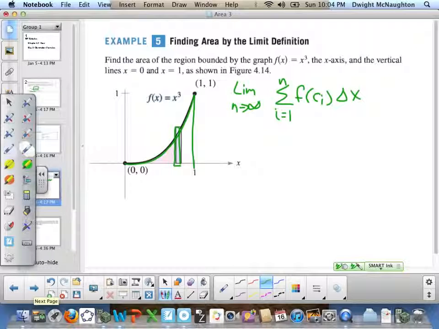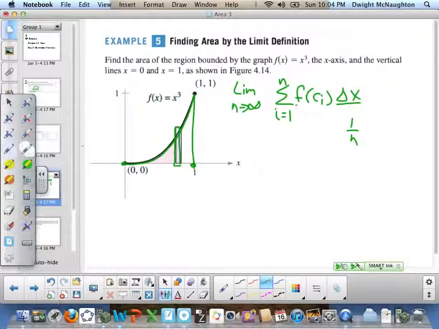Now, if you look back, delta x is (b minus a) over n, where b and a are the endpoints, so 1 minus 0 over n. And n is going to approach infinity. So that part's going to be 1 over n.